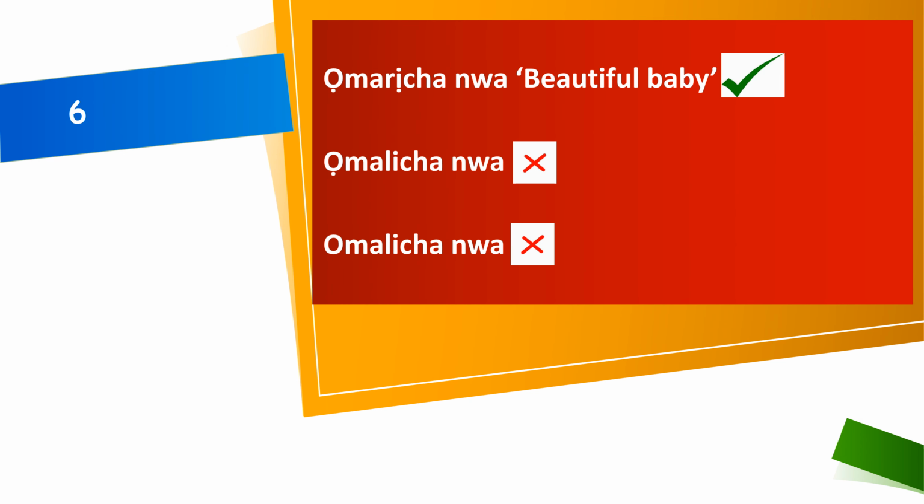Omalicha nwa. Omalicha is a common Igbo word. So it is nice for you to know how to write it. Don't write it the second way, based on the Igbo vowel rule. The two do not go together.